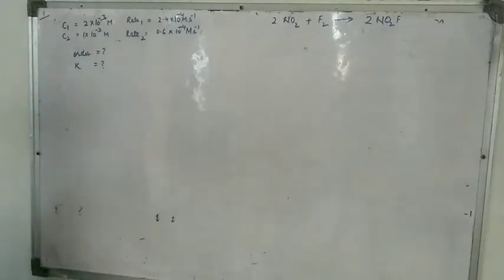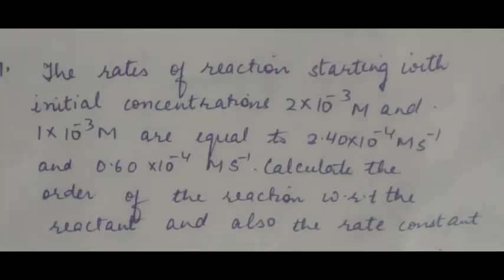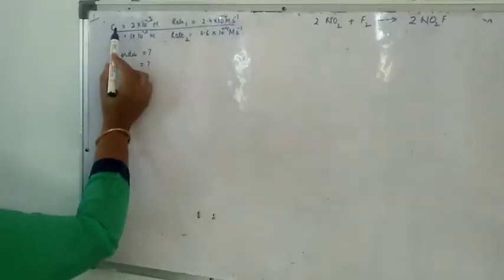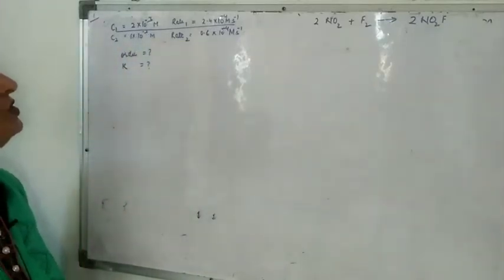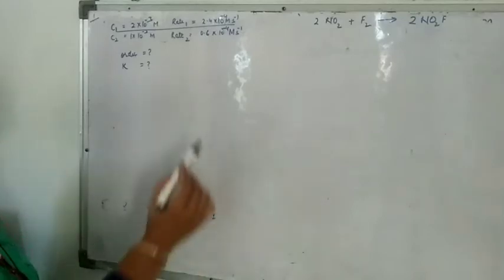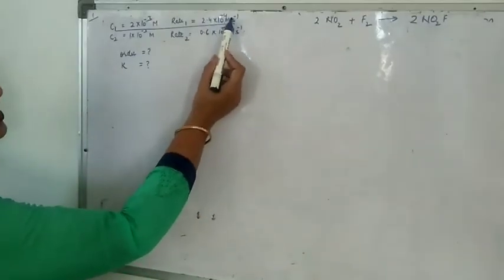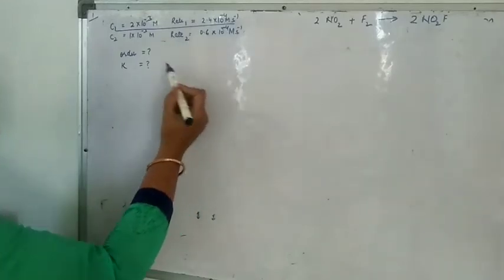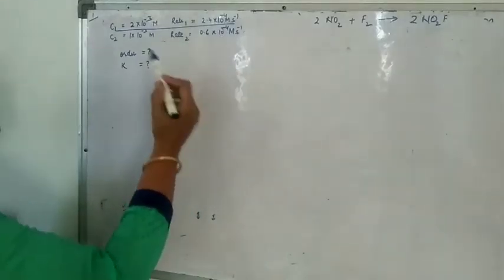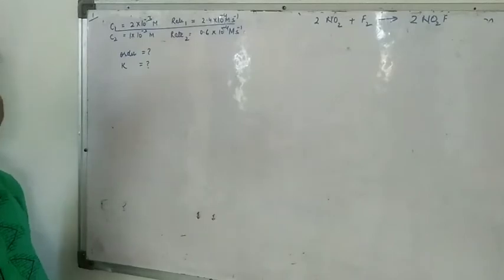The first numerical: calculate the order of reaction with respect to the reactant and also the rate constant when concentrations and rates are given. C1 is 2 into 10 raised to power minus 3 molar and C2 is 1 into 10 raised to power minus 3 molar. Rate 1 is 2.4 into 10 raised to power minus 4 molar second inverse, and rate 2 is 0.6 into 10 raised to power minus 4 molar second inverse.